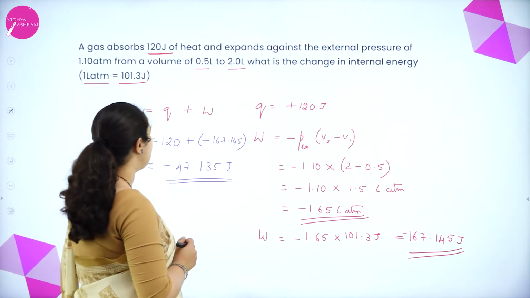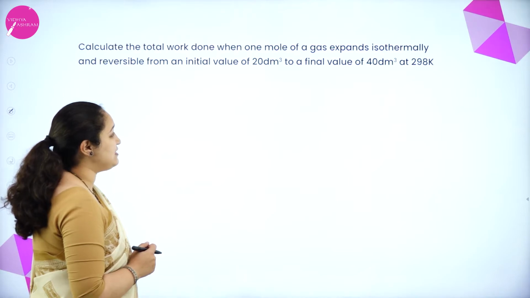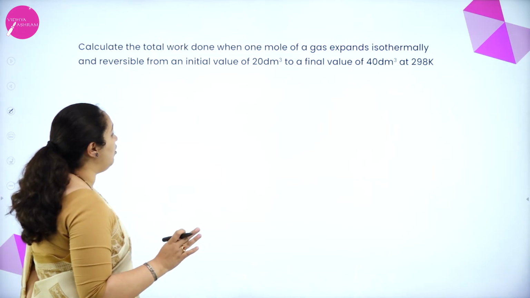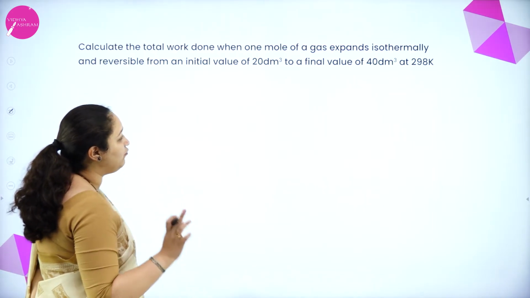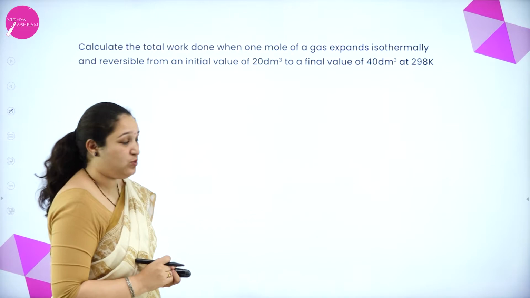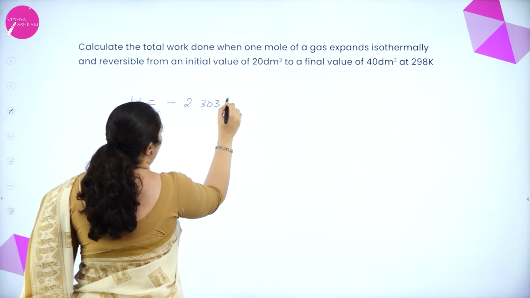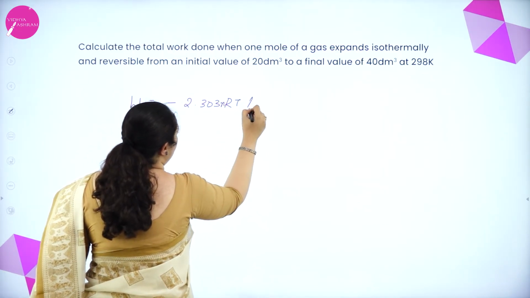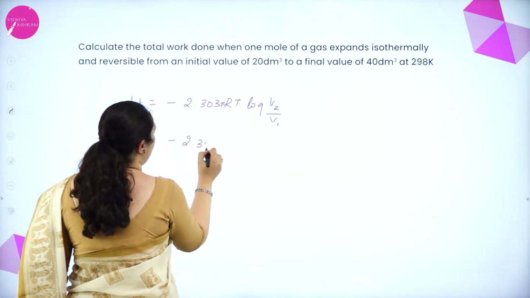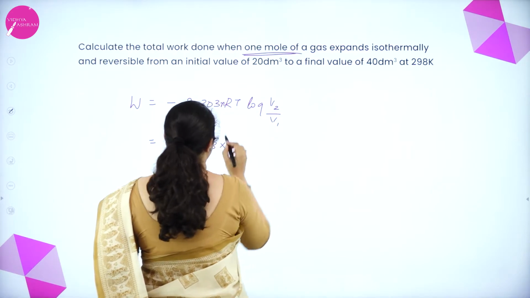We'll go into the next problem, that is, calculate the total work done when 1 mole of the gas expands isothermally and reversibly from an initial value of 20 dm cube to the final value of 40 dm cube at 298 Kelvin. So what is the formula we need to use here? It is W is equal to minus 2.303 nRT log of V2 by V1. Now here 2.303, I'll keep it as it is. What is n? The number of moles of gas. It is what? 1 mole. So this is 1.